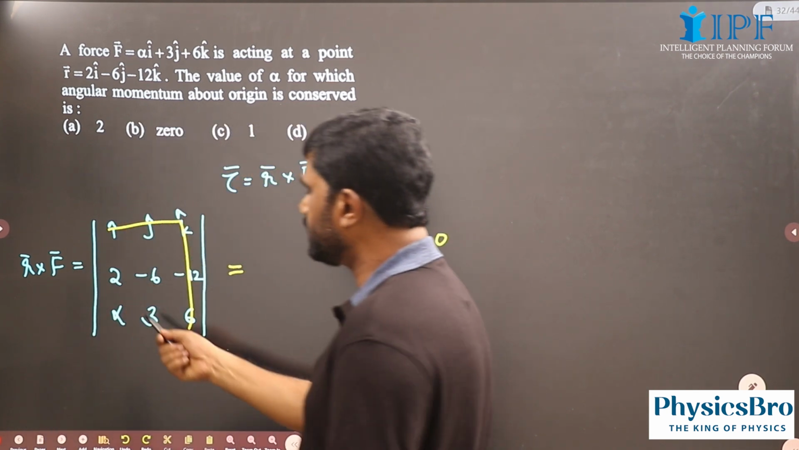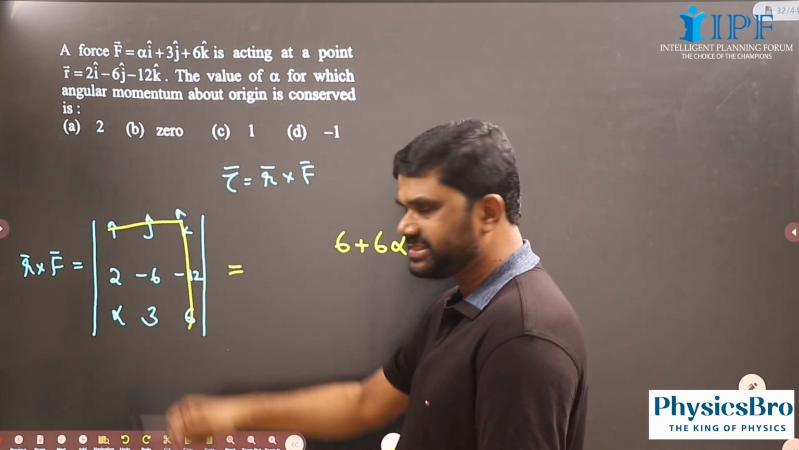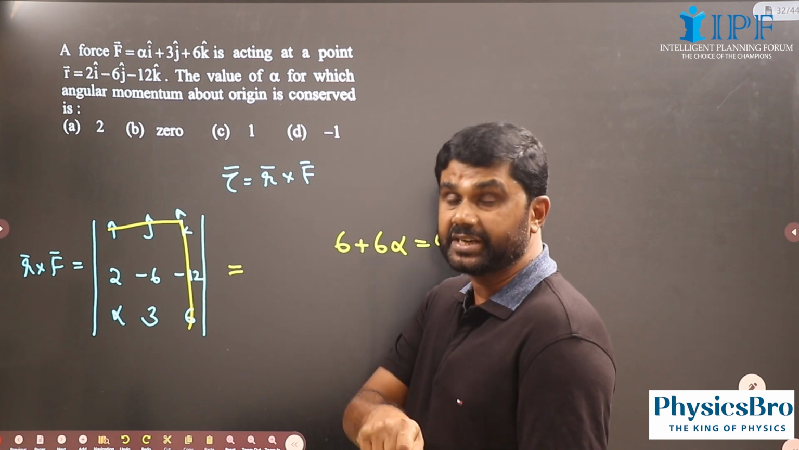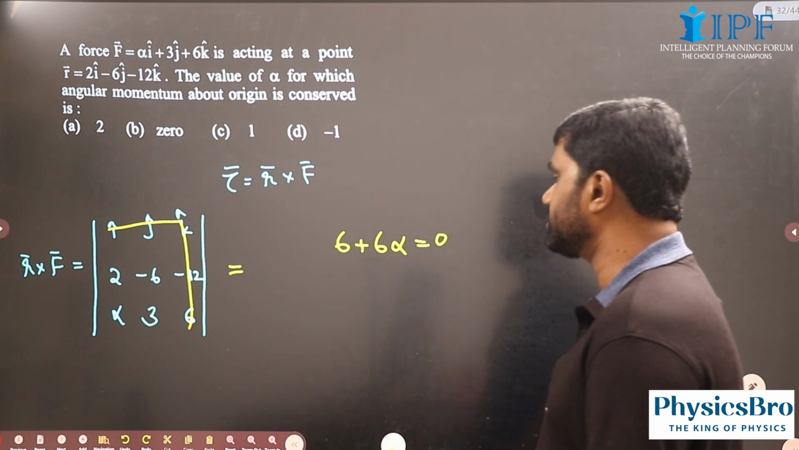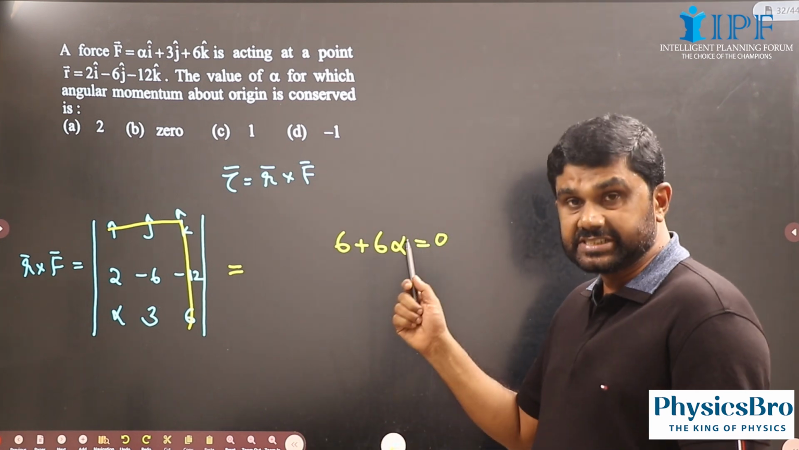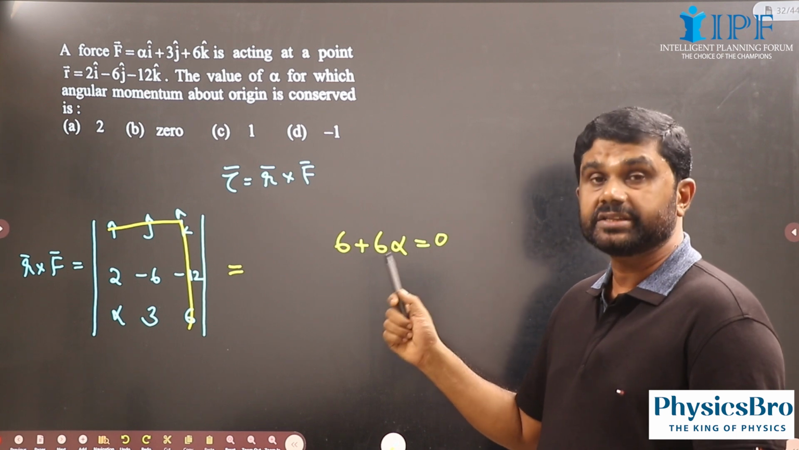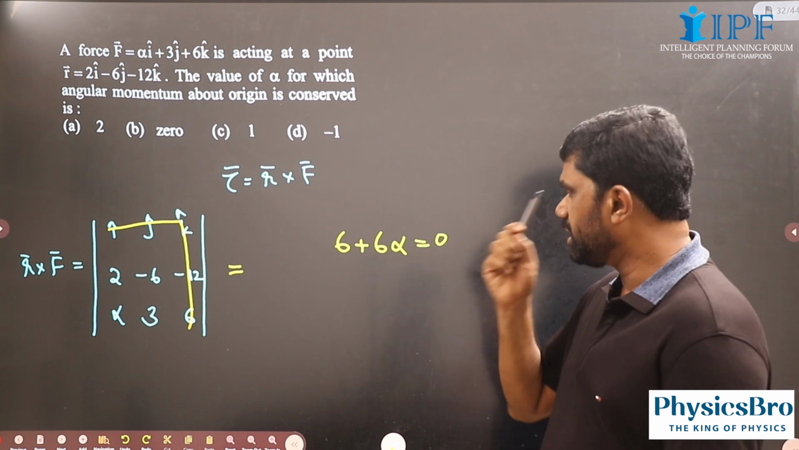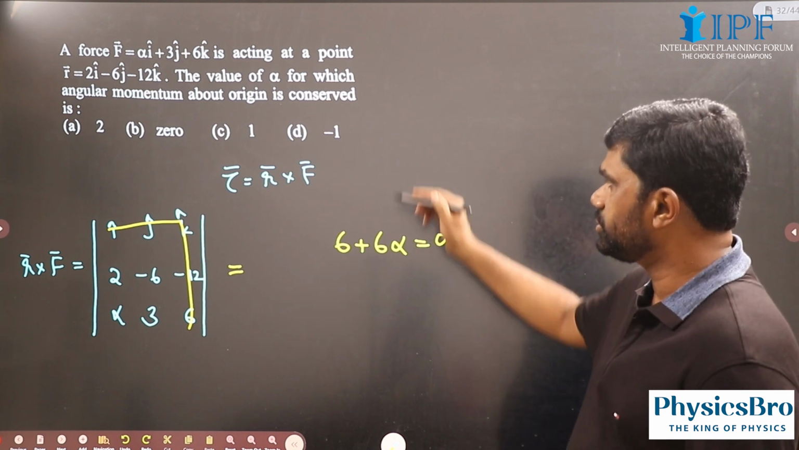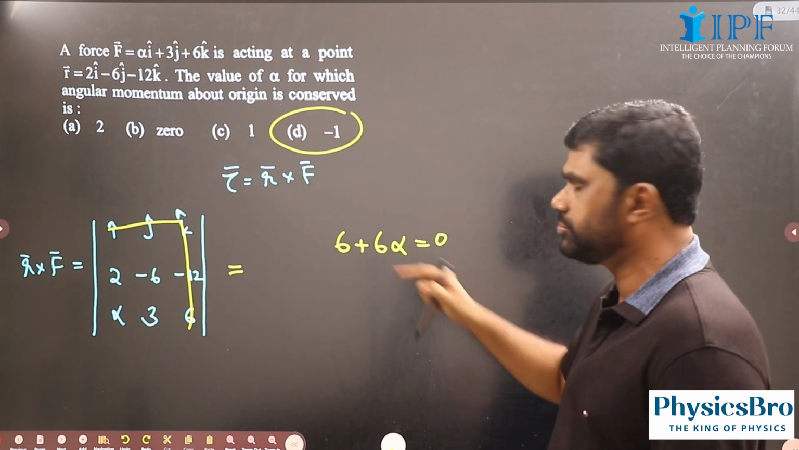Okay, this is 2 into 3, that is 6. And this is minus 6 alpha, that is 6 plus 6 alpha. This is the Z component of the torque. That should be 0, means alpha should be minus 1. Then only we will get this one equal to 0.